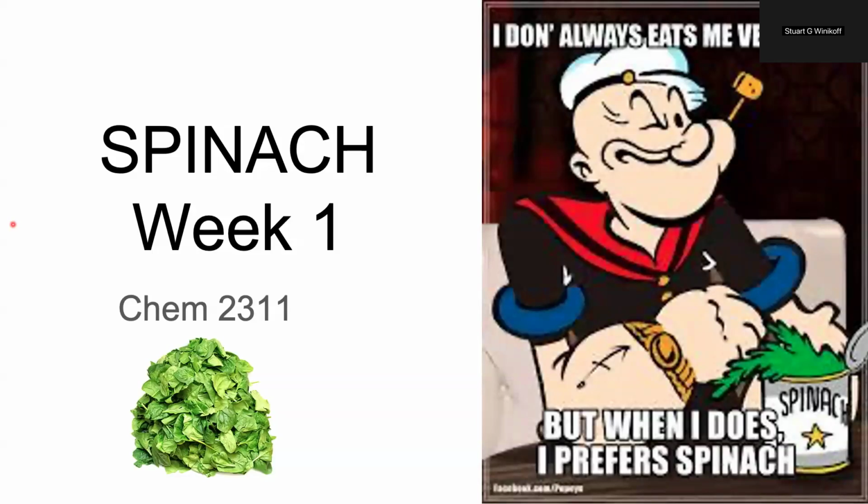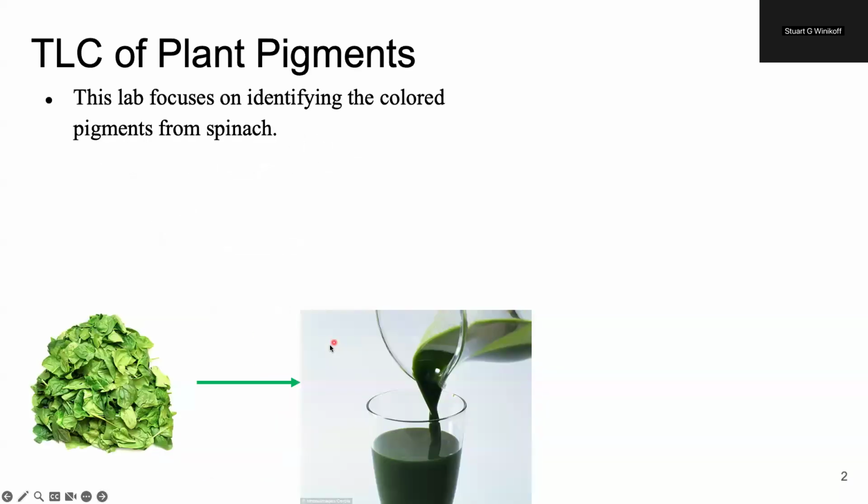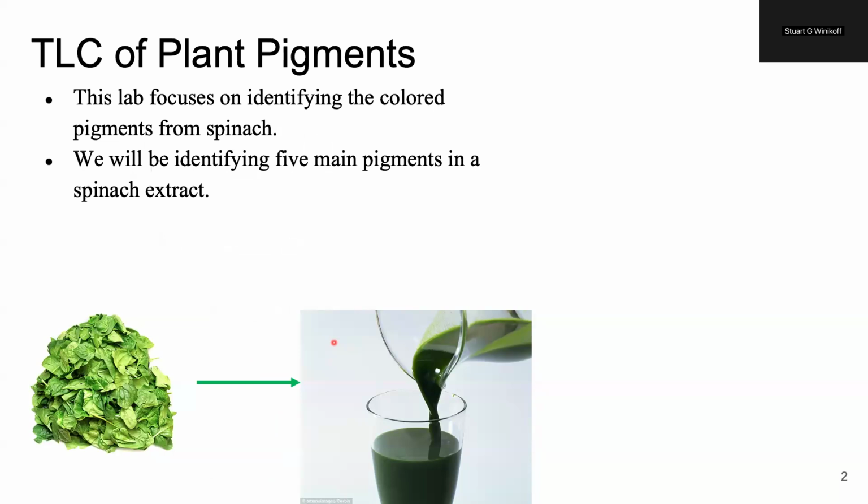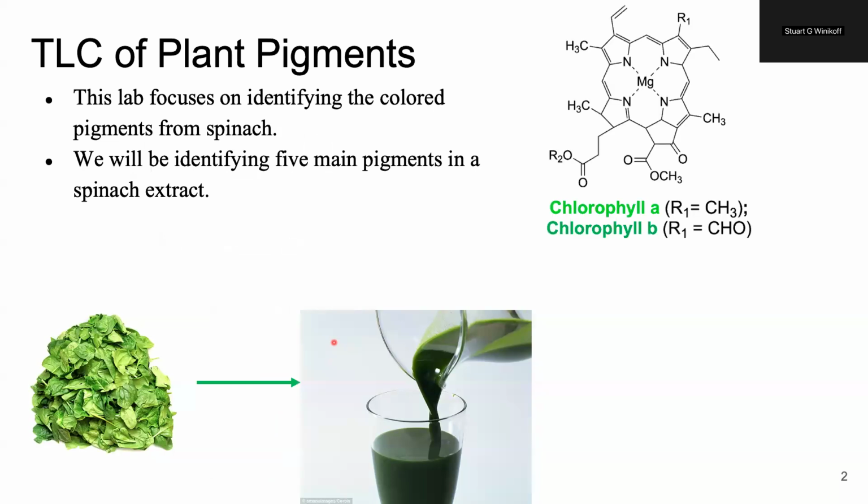So this week we're going to be looking at the pigments in spinach. So this lab focuses on pretty much identifying the presence and identity of the colored pigments from a spinach extract. So we're going to be looking at five major pigments present in spinach.